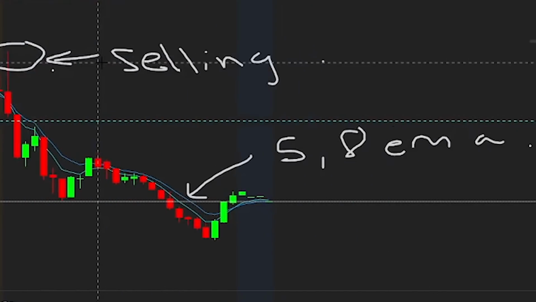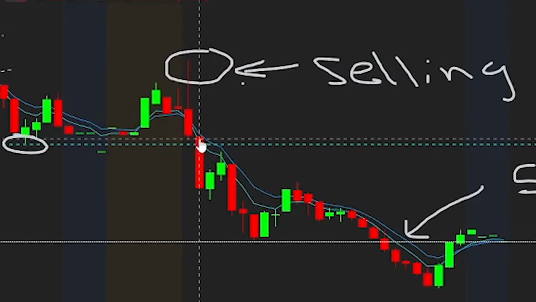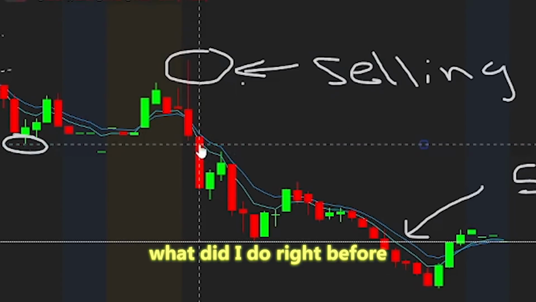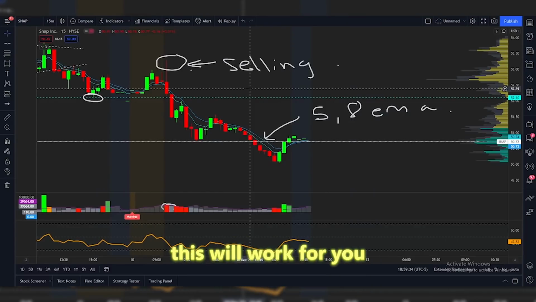So what I did from here is once it broke past this level, what I'm looking for in a breakout is I'm looking for it to reject the EMAs. So this opened in the EMAs and dropped right below. So what did I do right before? Whenever something breaks my levels, and if you're over PDT, this will work for you. If not, you might want to chill out on this and just add on retest.